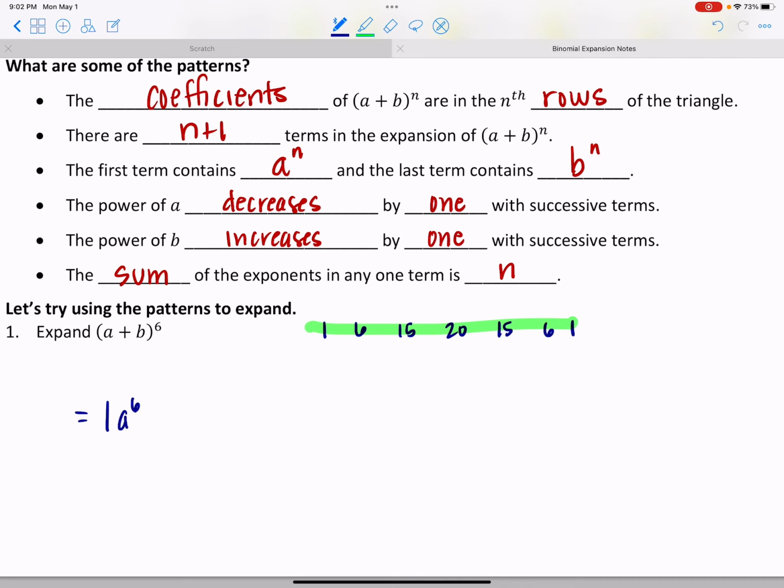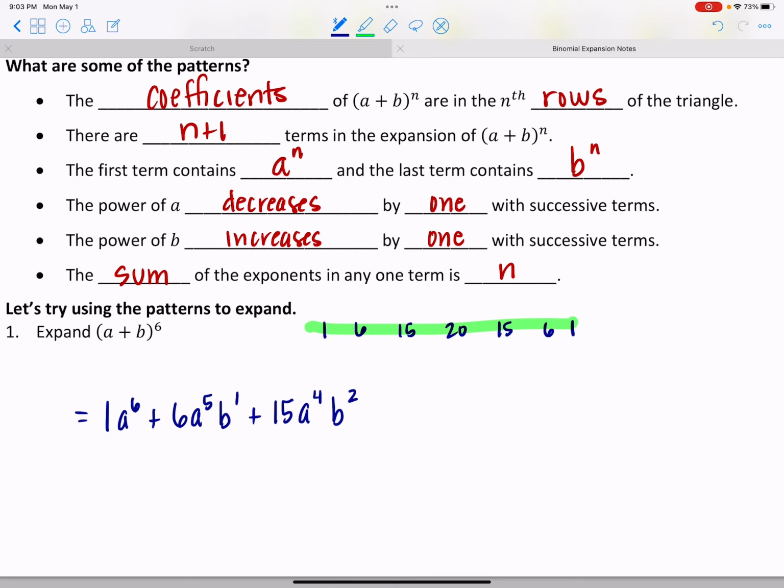I start with a to the 6th, and then b technically is going to be to the 0. Plus my next term, my coefficient will be 6, and then a to the 5th power, because that should decrease, and then I'm going to have b to the 1st power, because technically here was b to the 0. That term goes away. And then the next term, so I'm going to add on, should have a coefficient of 15, and then a should be to the 4th power, and then b should be to the 2nd power.